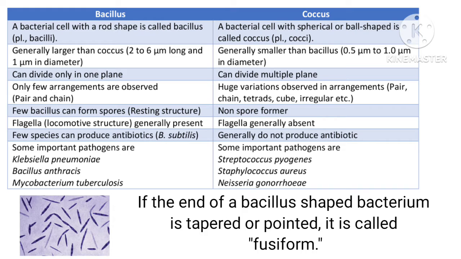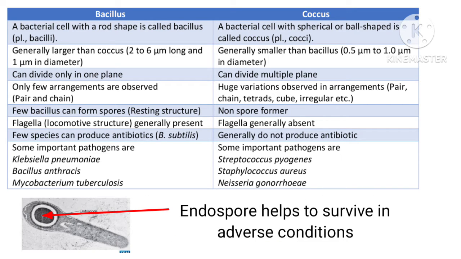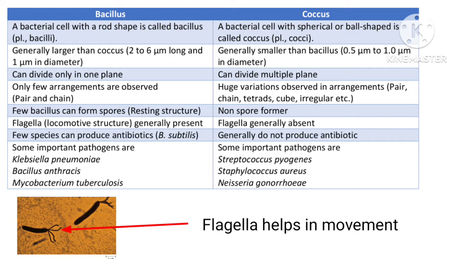If the end of the bacillus-shaped bacterium is tapered or pointed, it is referred to as fusiform. When a rod is too short, it is called coccobacillus. Few bacillus species can form resting structures like spores, and some are mobile by means of flagella.